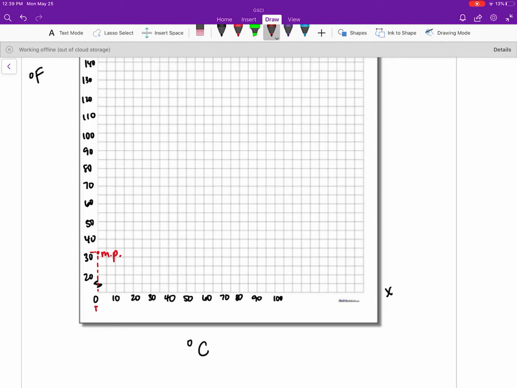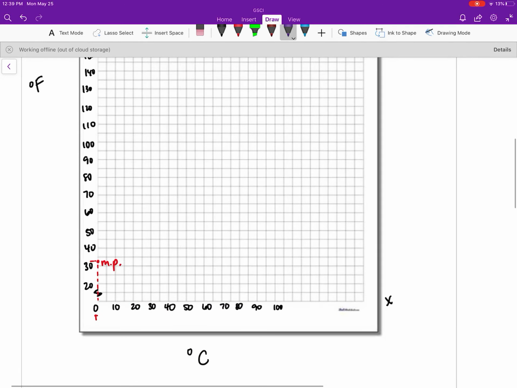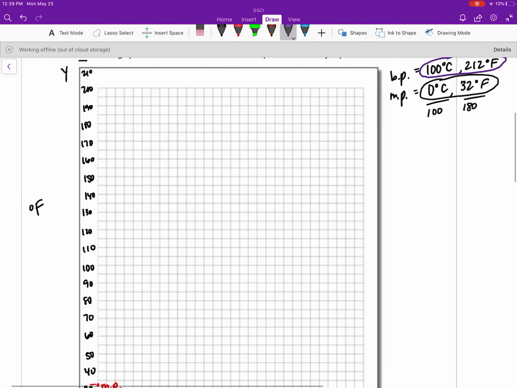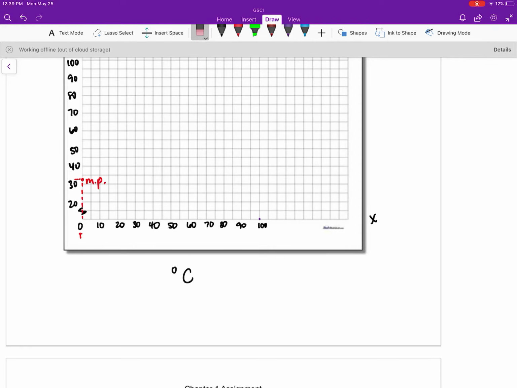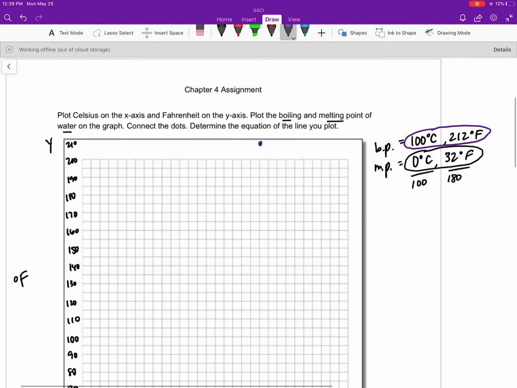Now I'm going to do the same thing with my boiling point, except it's going to be at 100 and then 212. So I'm going to go all the way over to 100, which is right here, and then all the way up to the very top. It's kind of hard, you lose your space. I know it's a little bit over, but my line is probably not going to be exact. So it's all the way up at 100 and then at 210, and this is the boiling point.